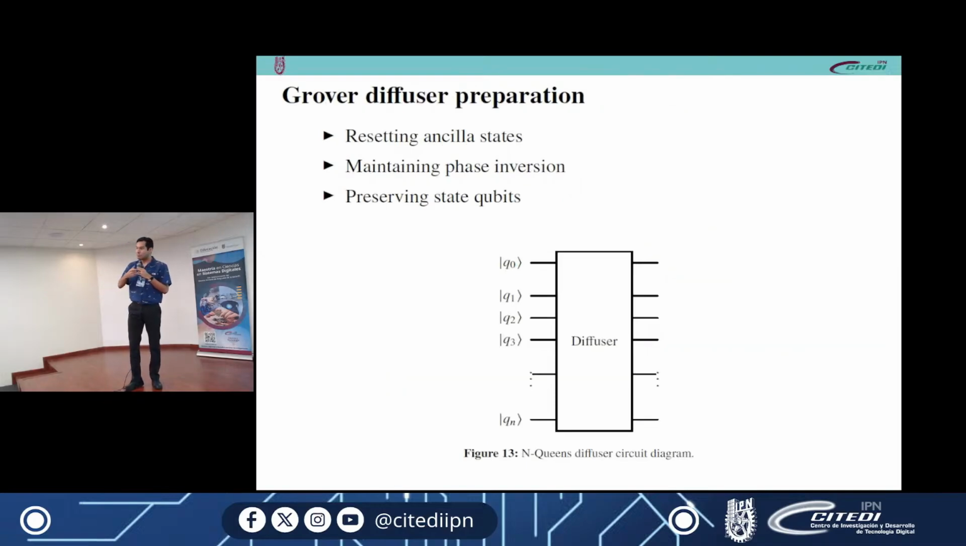And then we move on to Grover's diffuser. However, before moving to the diffuser, we have to make sure that we reset all ancilla states. And this is, like we mentioned, because we're doing computing with other gates, we also need to clean that information. So we need to maintain the phase inversion and preserve those state qubits by resetting those state ancillas.